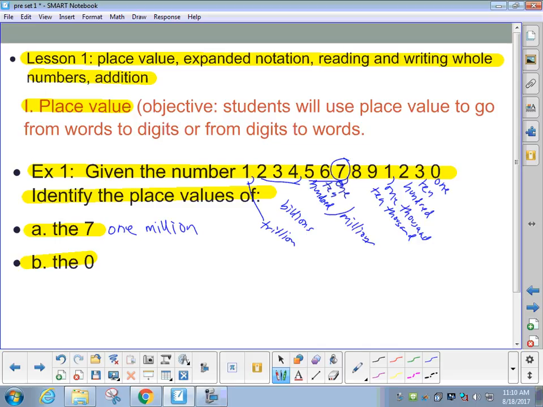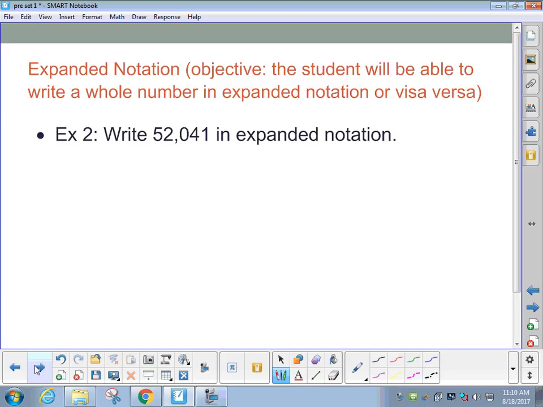Okay. All right. The 0 is a key. The 0 is in the 1's place. Yep. All right. Easy enough? Any questions here before we move on? Perfecto.